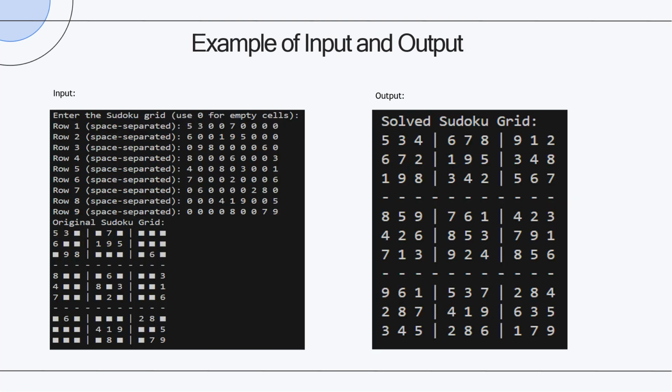Let's see how the algorithm works with a sample input and output. A Sudoku puzzle grid where some cells are filled and others are empty. The algorithm will fill the empty cells by trying numbers, backtracking when necessary, and displaying the completed puzzle.